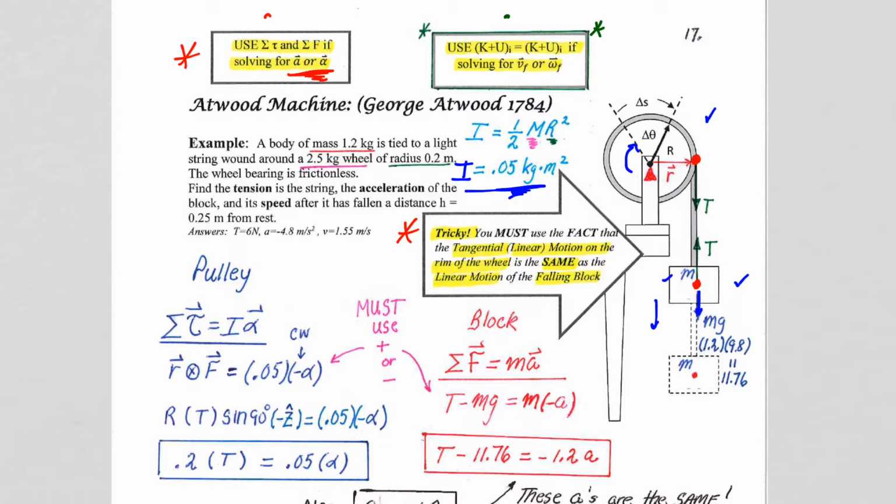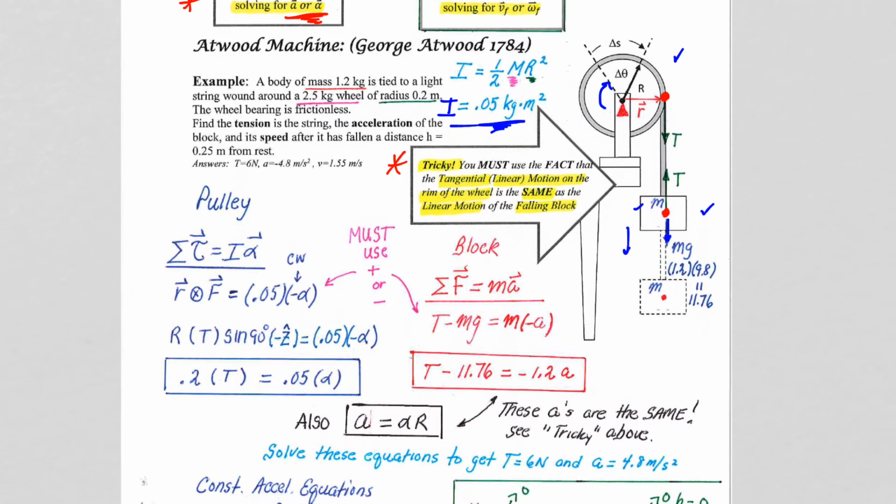Well, let's take a look at sum of the forces, sum of the torques. All right, first the pulley. So we have the string wrapped around the pulley. We're going to look at sum of the torques equals I alpha for the pulley. Well, there's only one torque. The only torque acting on this pulley is due to the tension pulling straight down, and that is going to cause the rotation of the pulley.